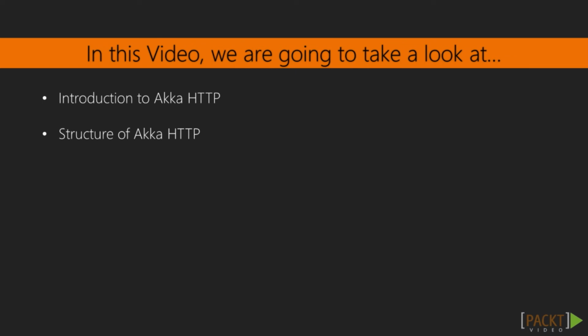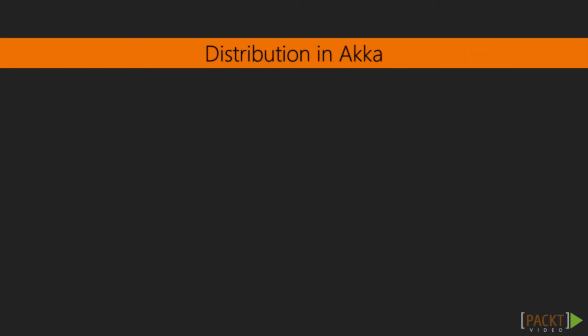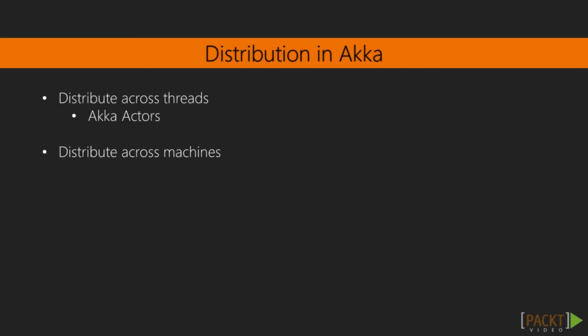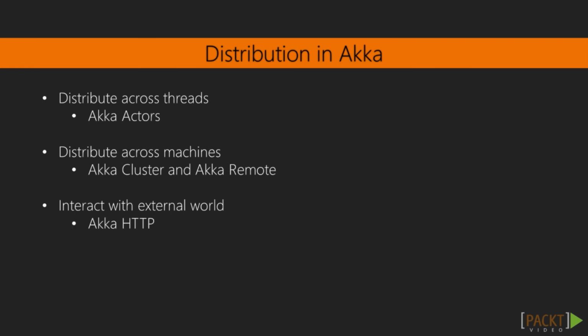First, we'll look at how the HTTP module fits into the Akka ecosystem, and then we'll see which modules it itself is composed of. Let's start. Akka is a toolkit for building highly concurrent and distributed applications. When you think about distribution, you think about how to integrate the stuff that we've just distributed. If you want to distribute your application across threads, Akka gives you actors. And when you want to distribute your application across machines, Akka gives you Akka Cluster and Akka Remoting. When your application wants to interact with external services, Akka gives you Akka HTTP, since HTTP is the de facto standard of many web-based applications. And the whole world talks using this protocol.